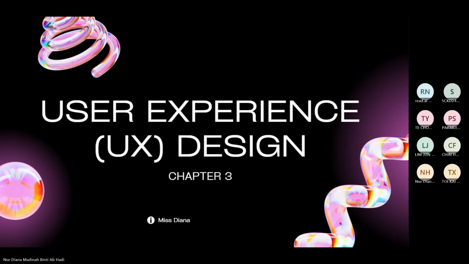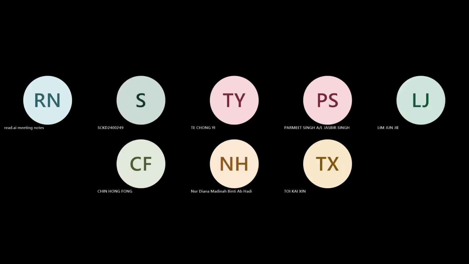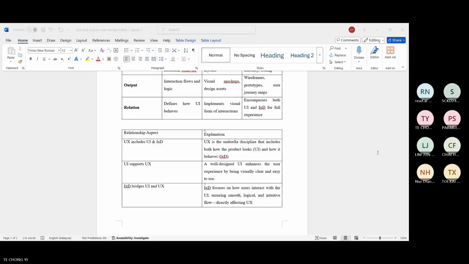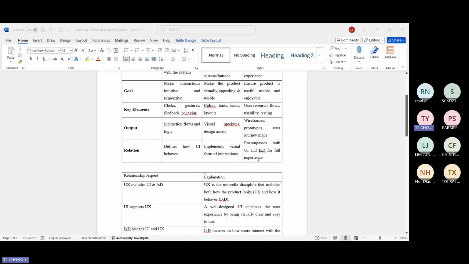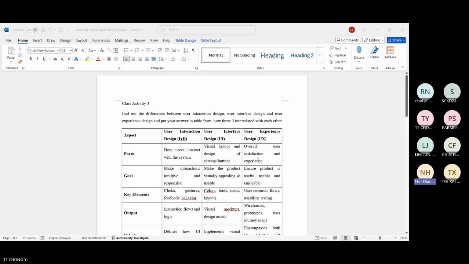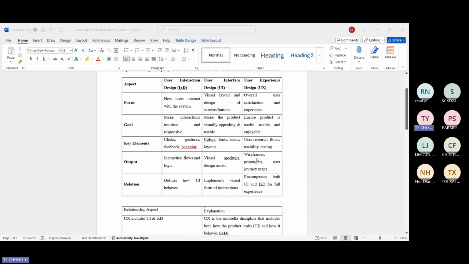Chongyi, can you share what you have found? Miss, can you see? Okay. So this is what I found.